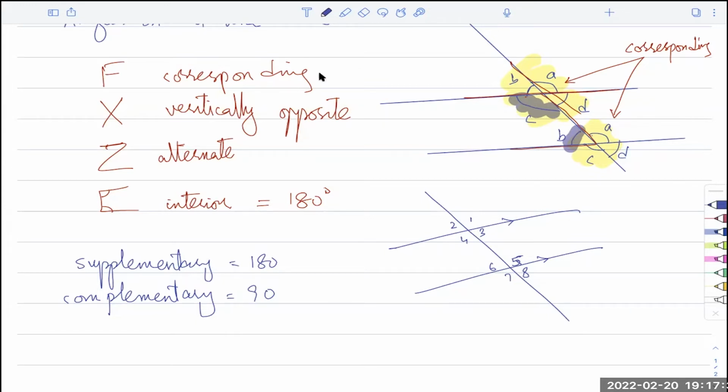And can you identify 2 pairs of interior angles? 3 and 5. 3 and 5, yes. Yeah, and 4 and 6. 4 and 6, yes. Yeah, so that is how these points relate to each other. All right. So that's parallel lines.